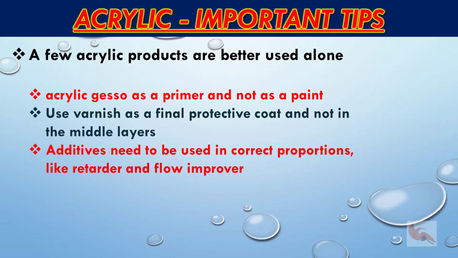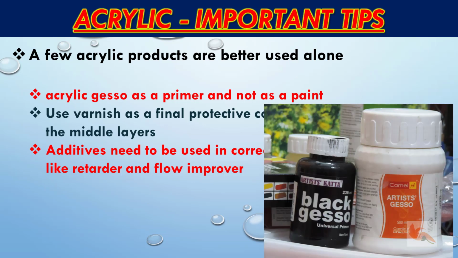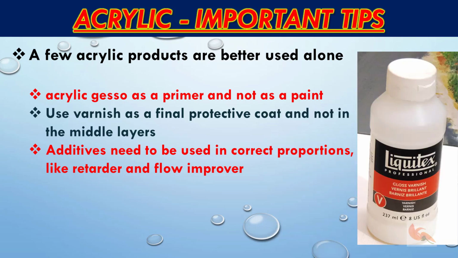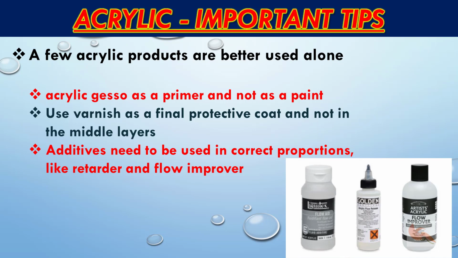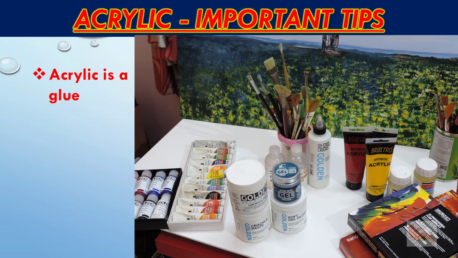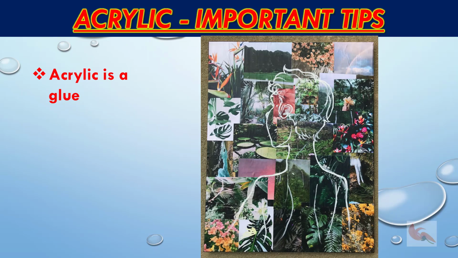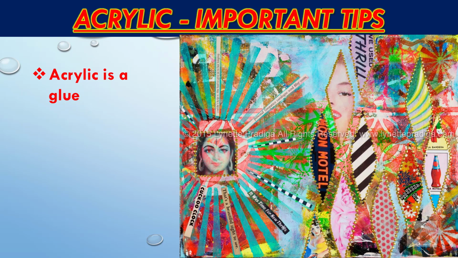A few acrylic products, however, are better used alone. Use acrylic gesso as a primer and not as a paint. In thick applications, acrylic gesso may crack. Use a varnish as a final protective coat, even though it can be used in the middle layers of a painting. It's meant to be removable and used as a final coat. Additives need to be used in correct proportions, like retarder and flow improver. Any acrylic paint or product can function very well as a glue. You can add collage elements and mixed media to acrylic while wet and it will adhere.